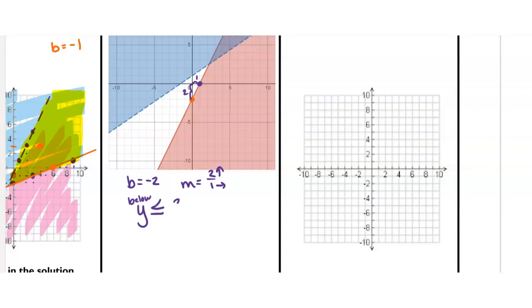Then we get my slope, which is 2 over 1. We can also write it as just 2. x, and then my y-intercept is -2. So this is my equation for the red line.